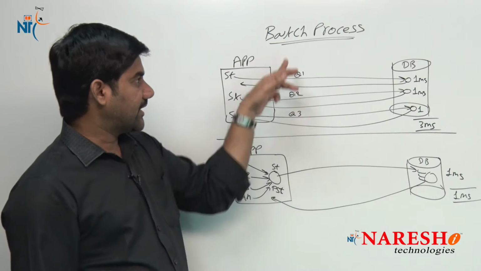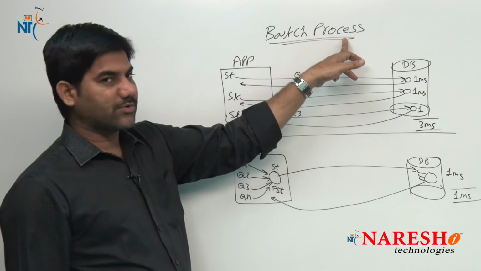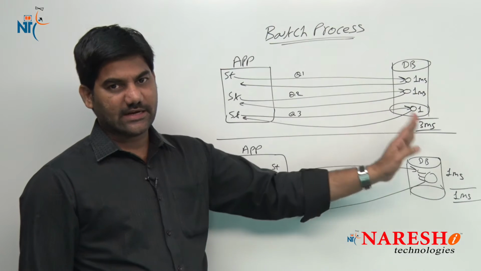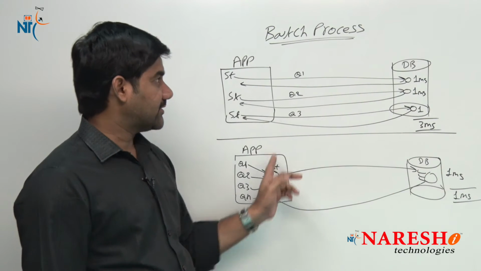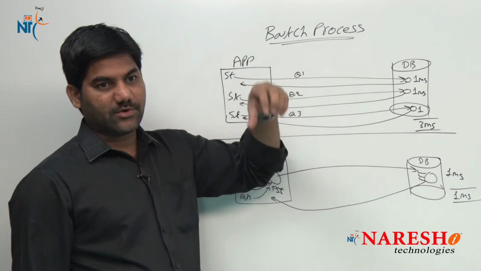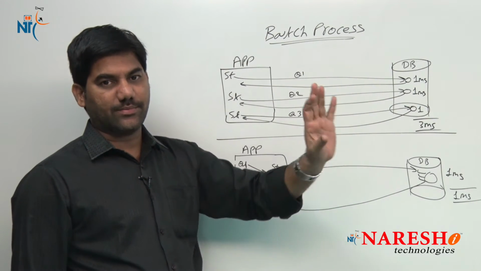That object becomes a batch. What is this process, sir? A group of queries we are running at a time and sending to the database at a time, then it becomes batch processing. Processing a number of queries in a single traveling operation.